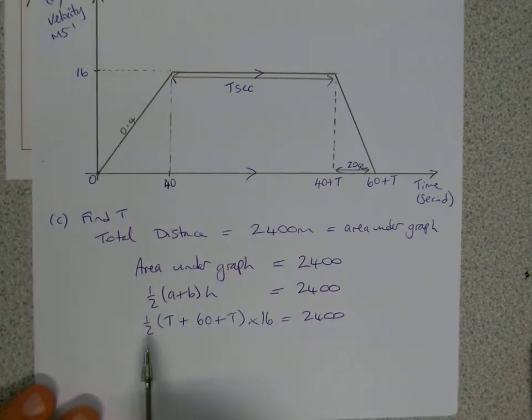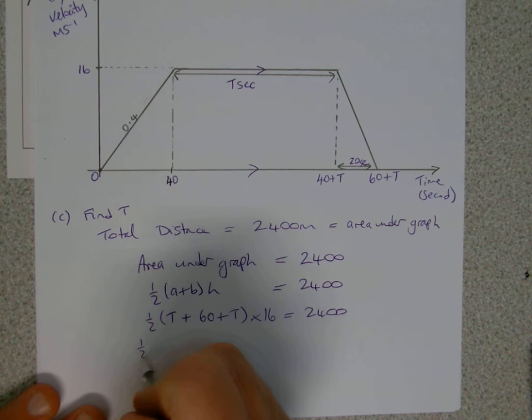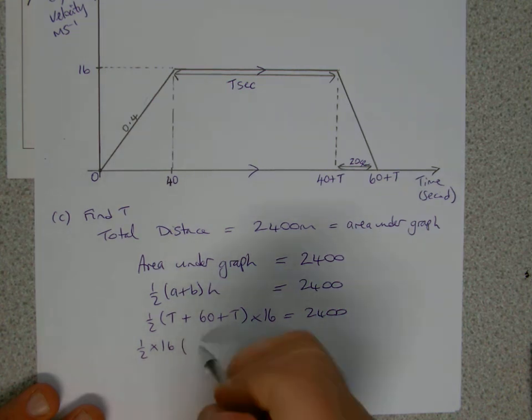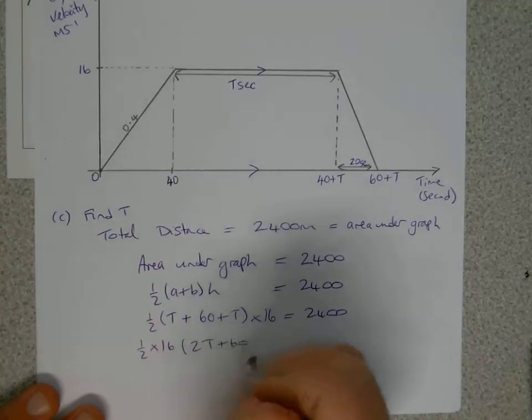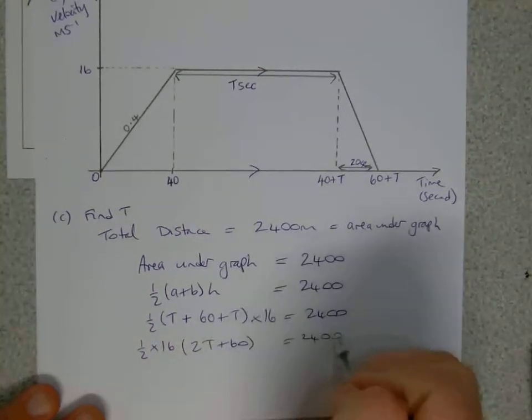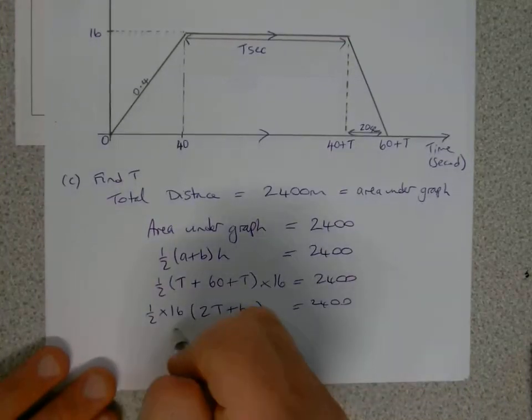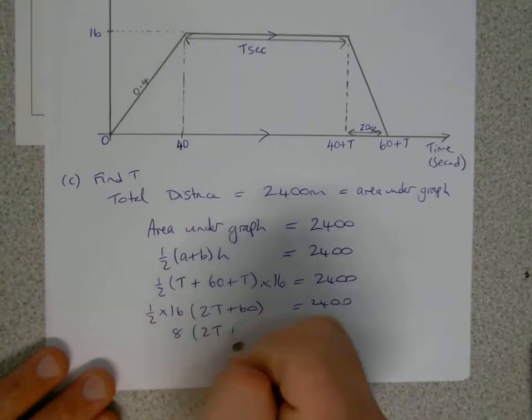Okay, so a number of ways you could do this. You could work out the half times the 16. So you could do it in that order if you want. Okay, you might prefer to do that. Put the 16 at the front, because you times them all. It doesn't matter what order you do it in. So put the 16 at the front of the bracket, and then in the bracket let's simplify that. You get 2t plus 60 equals 2,400. Half times 16 is 8. 2t plus 60.